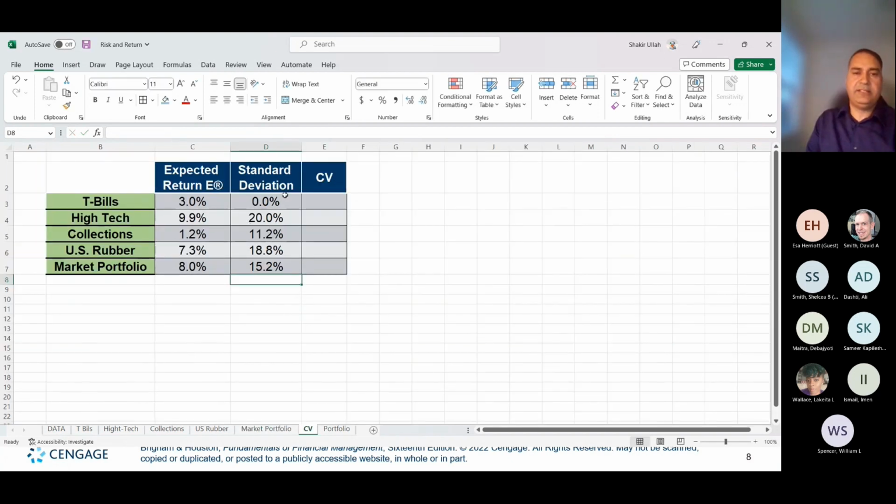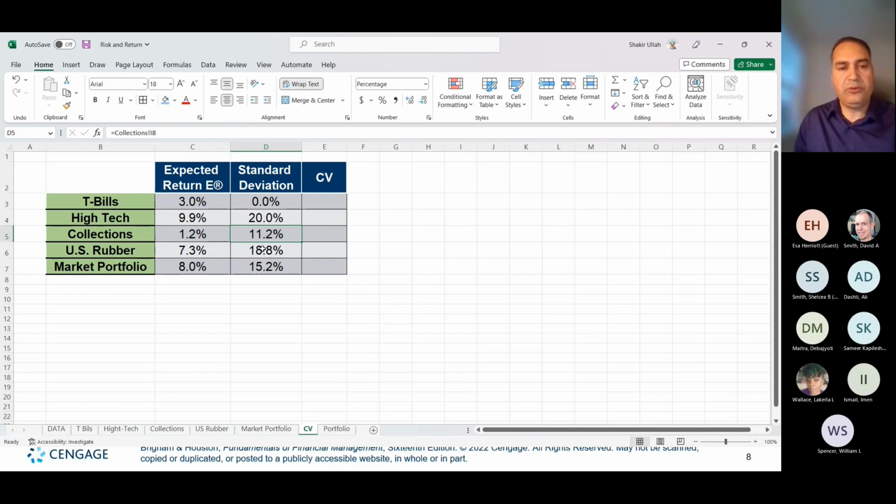So I got these numbers, and now it's easy to compare them. For the T-bills, there's a 3% return, and that is a small return, but there's no risk involved. The high-tech industry has the highest return, but it also has the highest standard deviation, which means the highest risk that we take. Collections has 11.2% risk. Taking the T-bills out, since that is risk-free, amongst these other assets, the collections has the smallest standard deviation, the smallest risk.